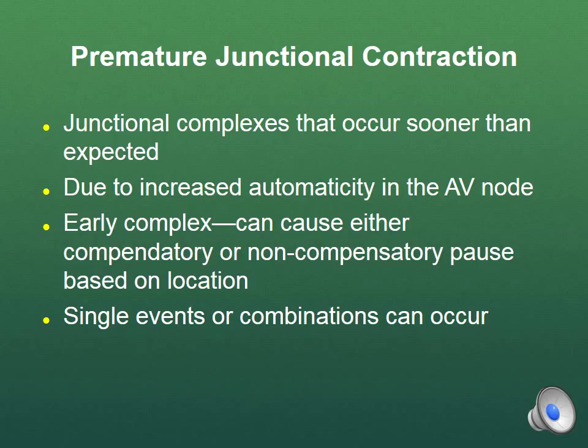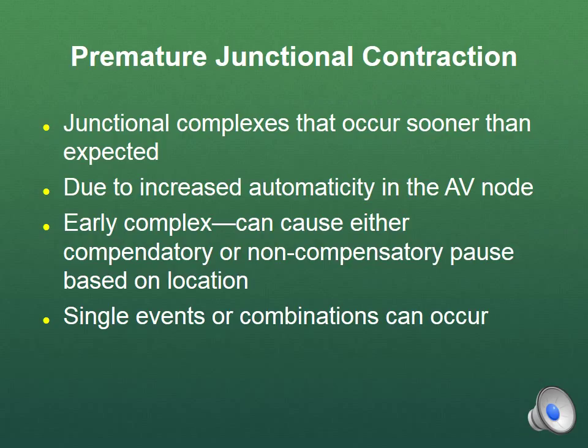We can also have a premature junctional contraction. This is going to be a junctional complex that occurs sooner than expected. Basically the same thing as a junctional escape complex, but it occurs when it wasn't supposed to. That's kind of the way to think about those. An escape complex is necessary because it occurs later than the previous R to R interval, and it's there to remind of pacemaker responsibilities to the guy above him.